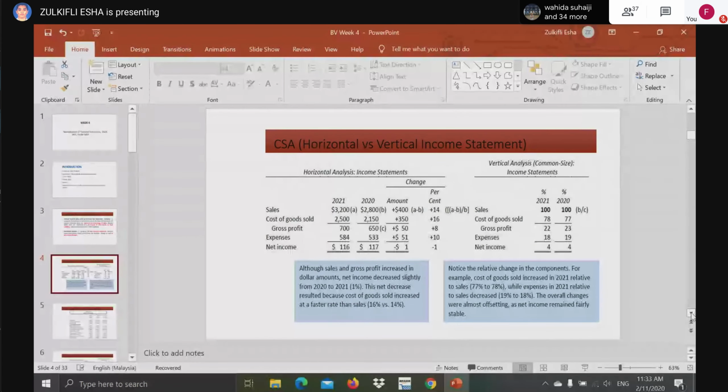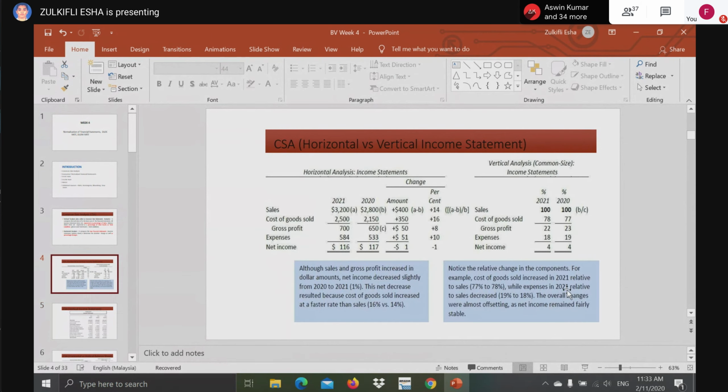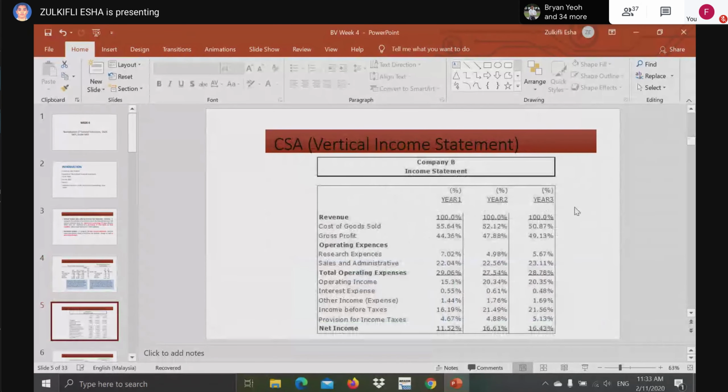Please bear in mind, for common size analysis, it will be done for income statement and balance sheet of the company. So this is an example on how do we compute or we get the percentage for a vertical, and then this is how when we put it in a table form, we compare between years and years.